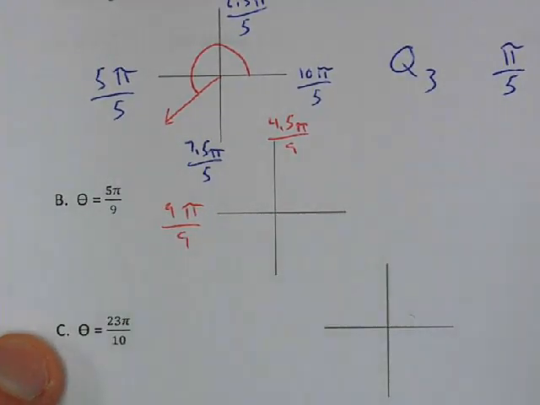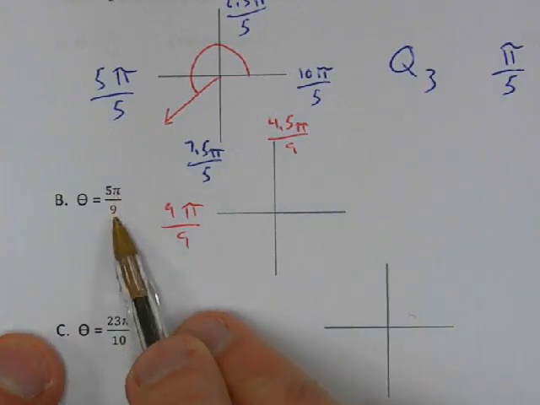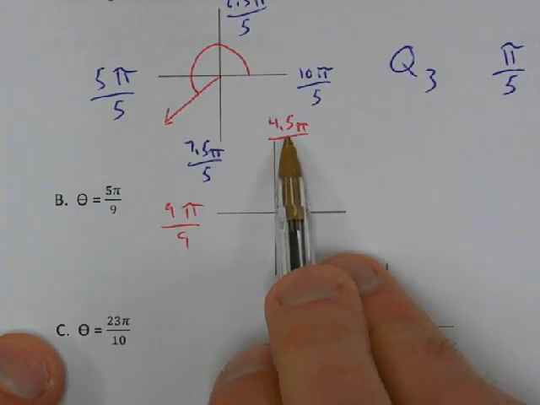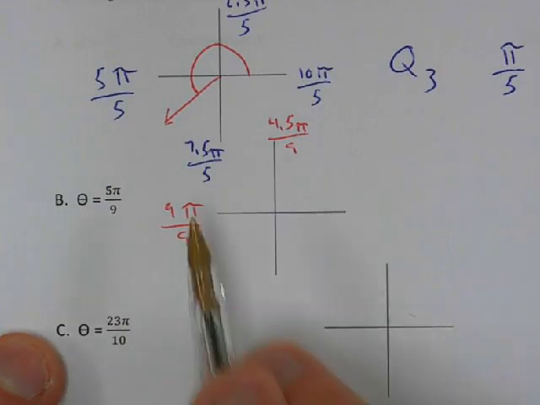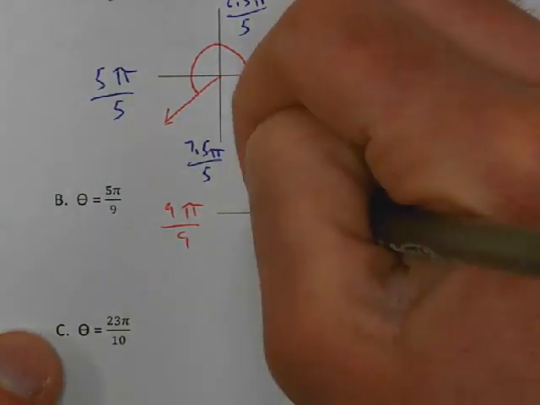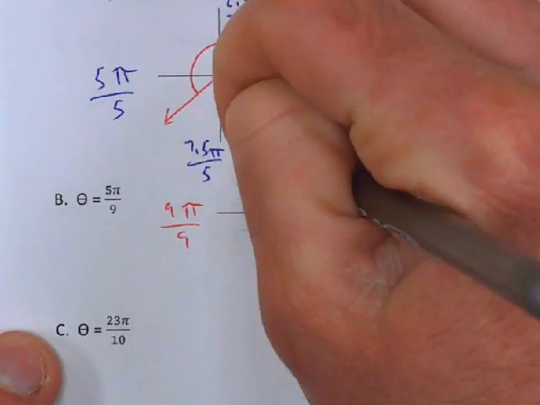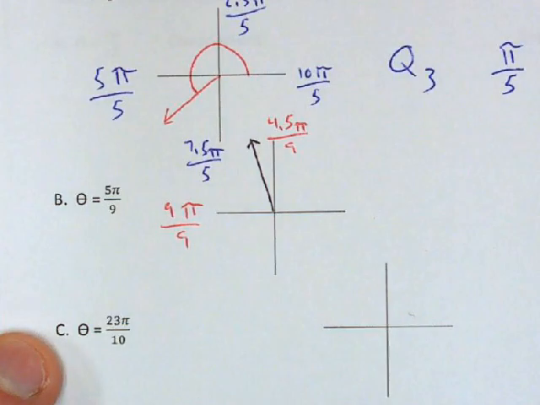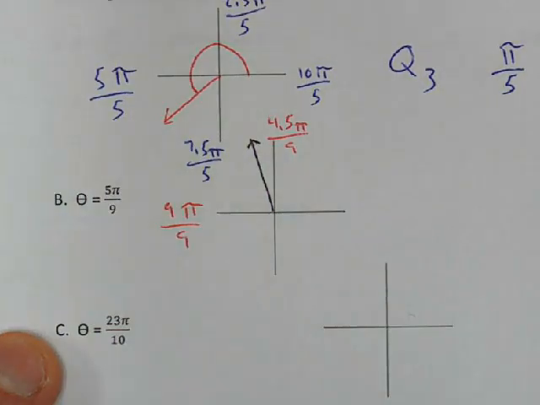But we don't really have to, because I can see that 5 pi over 9 is going to be between 4.5 pi over 9 and 9 pi over 9. It's going to be just a little bit past 4.5 pi over 9. So my terminating ray would be somewhere about like that. Well, that is in quadrant 2.